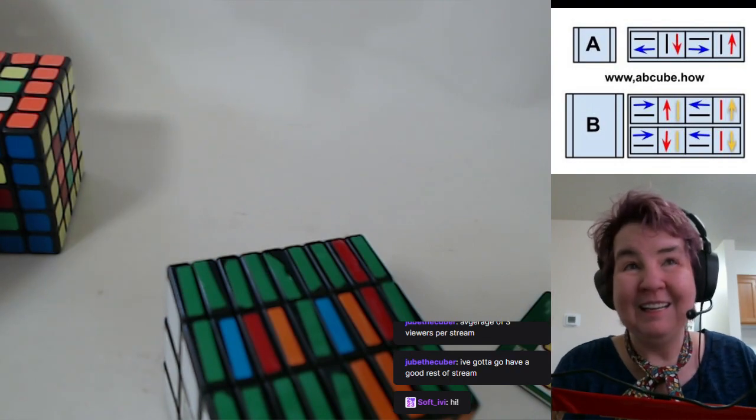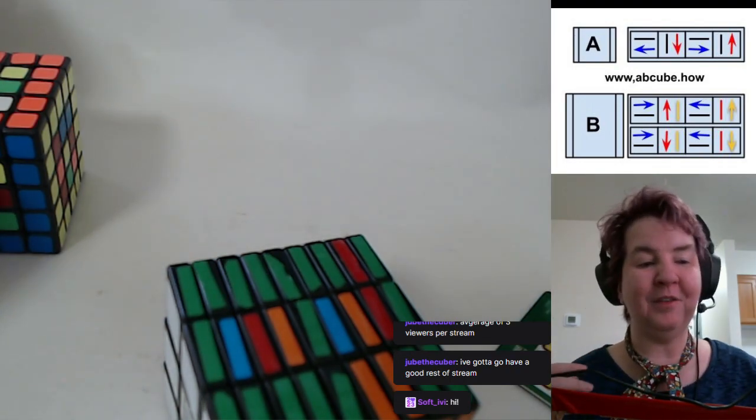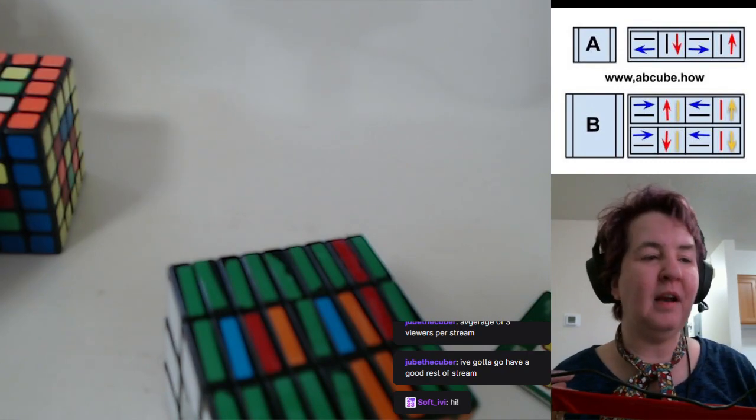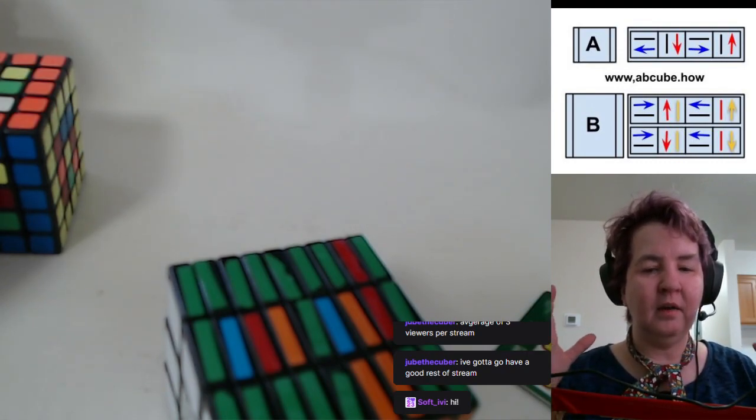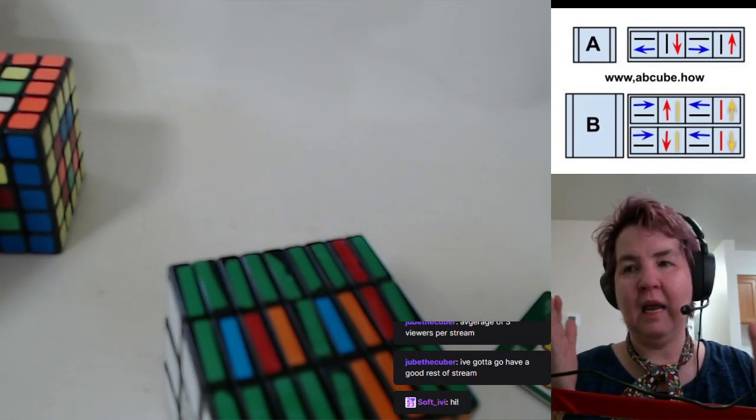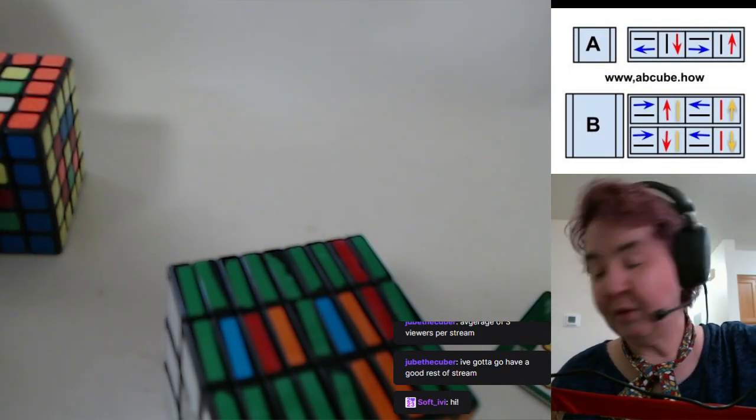If you've just met me, I'm Sunshine. I created the ABCube method for solving Rubik's Cubes, and I'm demonstrating how it works on every complexity cube, n by n by n cube. Also works on minxes as well.